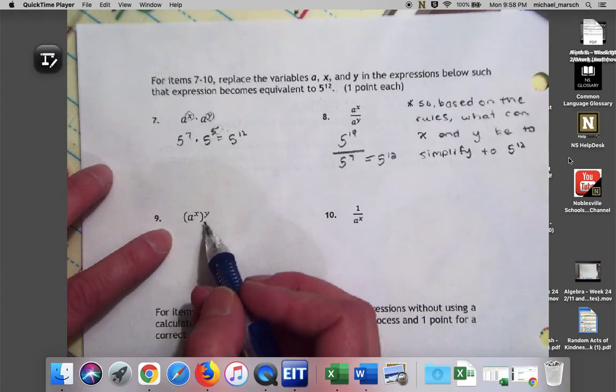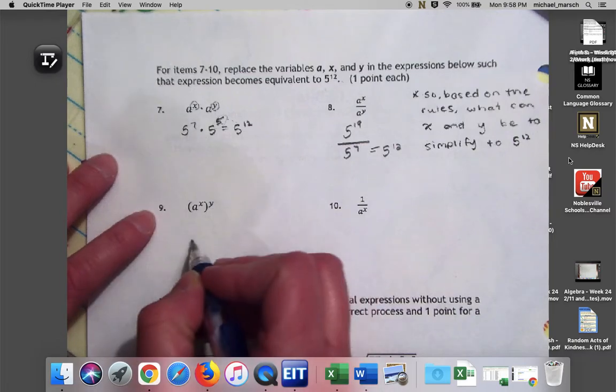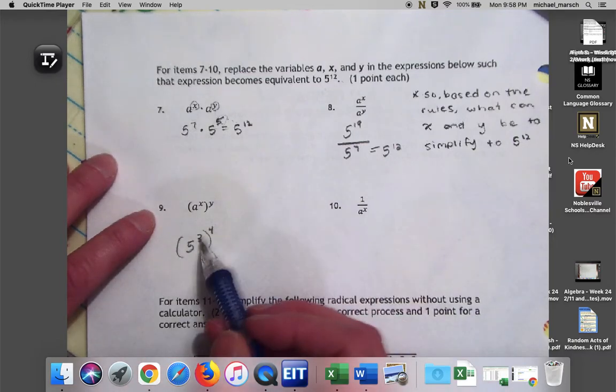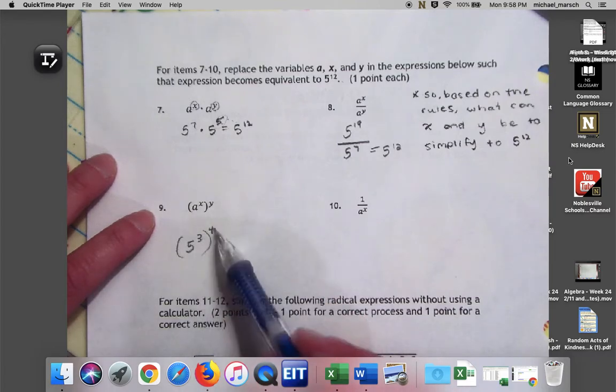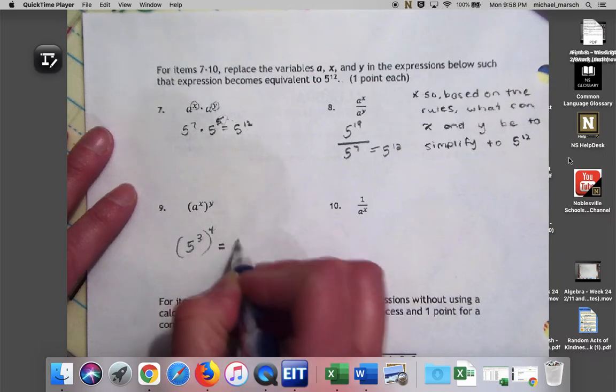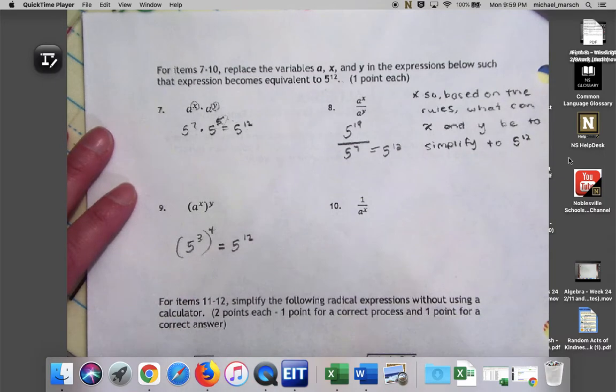Right here, of course, this rule I'd be multiplying. So I'm going to say 5 to the 3rd raised to the 4th because 3 times 4 is 12. You could have 2 times 6, 1 times 12, right? So then as long as when your answer works out, you get 5 to the 12th.